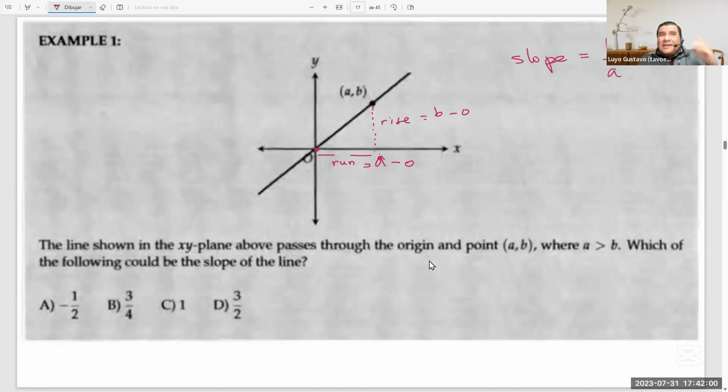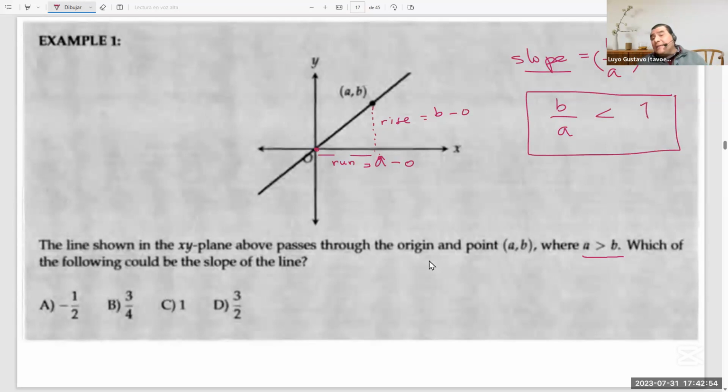But notice, if you have a fraction like this, and they tell you that the denominator is greater than the numerator, what kind of value is this? Is it greater or less than 1, do you think? Notice that if you have a fraction and the numerator is less than the denominator, in this case, b is less than a or a is greater than b, this fraction has to be less than 1, less than the unit. For example, 2 over 3 or 3 over 4 or 5 over 7, etc. So they are asking you which of the following could be the slope of the line. We know that the slope of this line has to be necessarily a number less than 1.